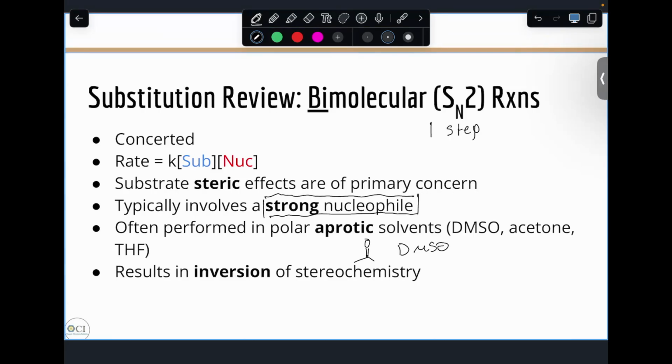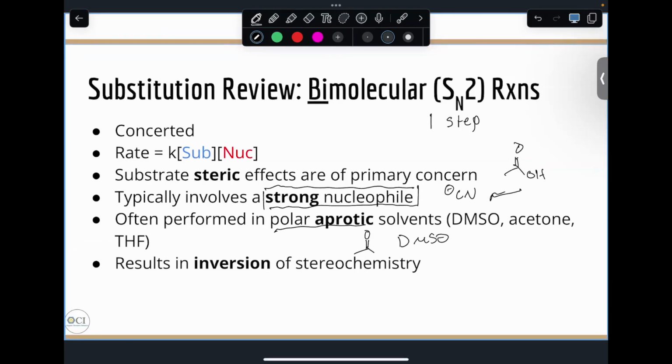And the reason we don't want H bonding is because we need a strong nucleophile. So for example, we have CN minus. If we had something that could do hydrogen bonds like this, it would actually weaken this nucleophile. So it would no longer be strong. So we do this in polar aprotic solvents. Additionally, it does inversion of stereochemistry.